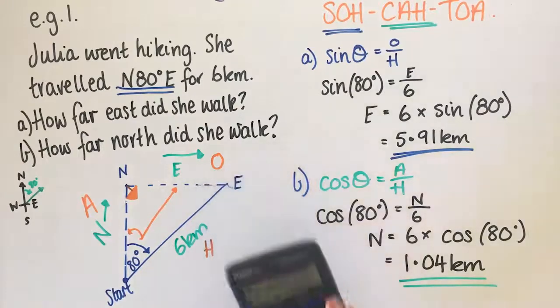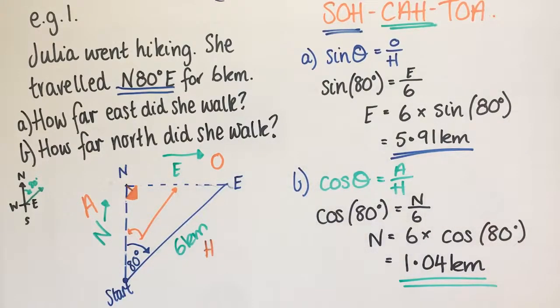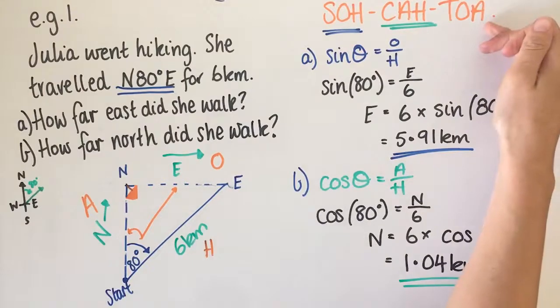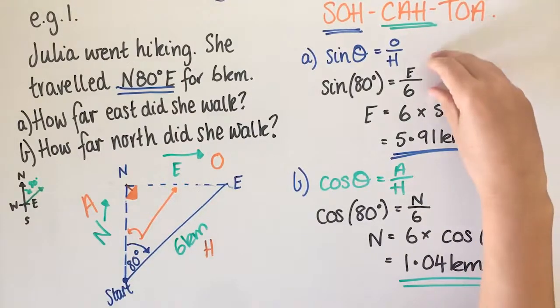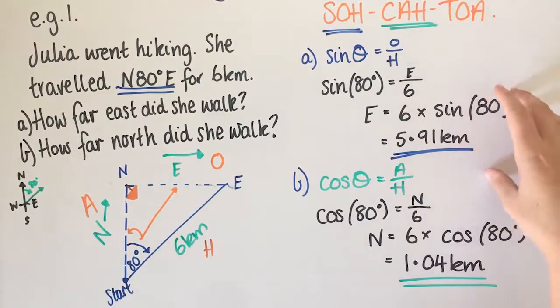Okay, so in order to solve this question, I had to interpret the question and select key information. I drew a labeled diagram, then I chose which trigonometric ratio I needed to use. I substituted, rearranged where necessary, and then found my answers.